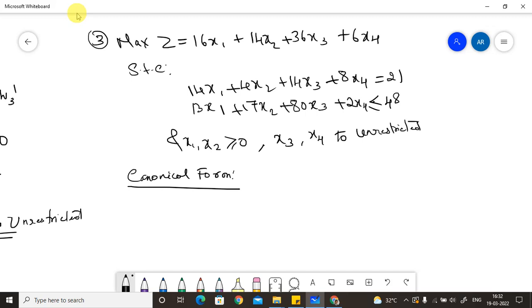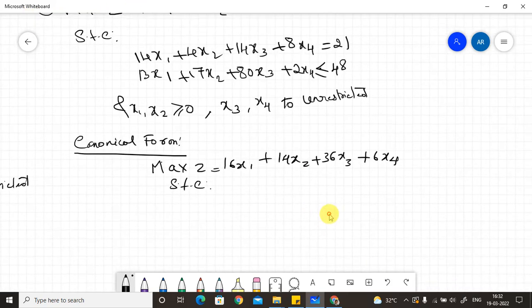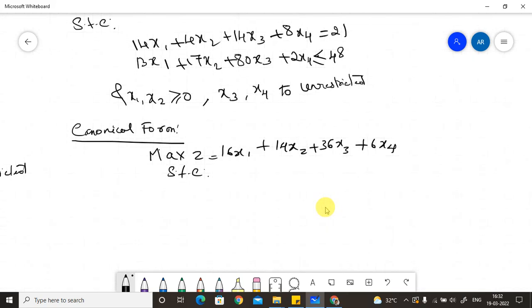So let us first write the objective function: max z equal to 16x1 plus 14x2 plus 36x3 plus 6x4. These are subjected to constraints. So let us write the first constraint, that is 14x1 plus 4x2 plus 14x3 plus 8x4 less than or equal to 21.